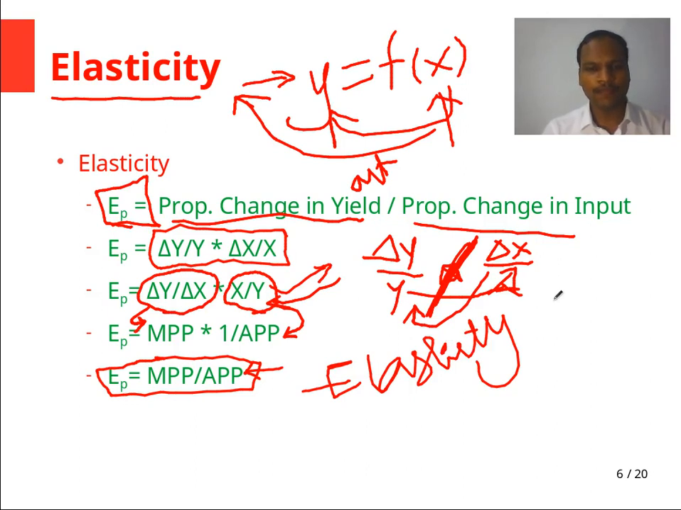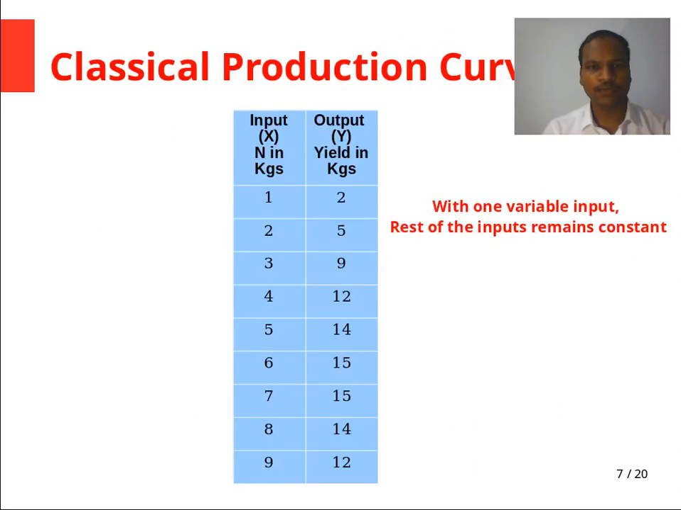We have seen in the last class in elasticity of demand and elasticity of supply. Now we move to the classical production curve. So classical production curve involves only one input. As we discussed earlier, it involves only one input and one output.